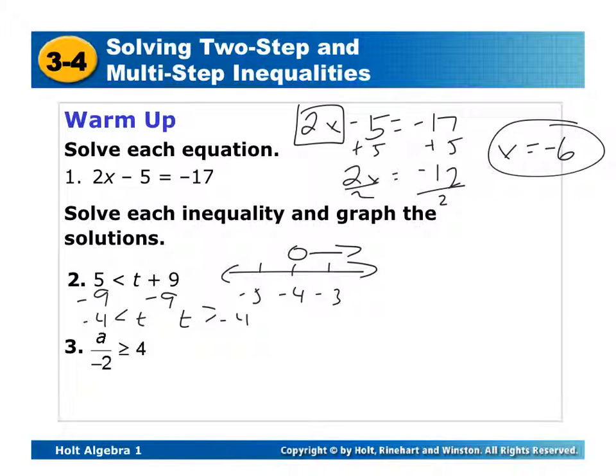Here, because we have a divided by negative 2, we're going to multiply by negative 2 on both sides. So a is going to be with negative 8. But then remember, because we're multiplying by a negative, our sign is going to flip. So a is going to be less than or equal to negative 8. So it's going to be a closed circle and going to the left.